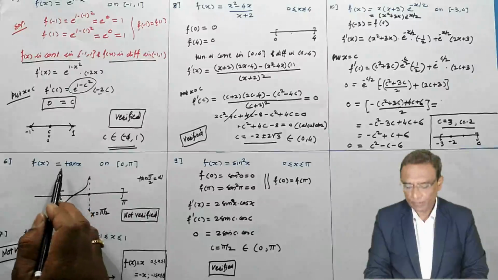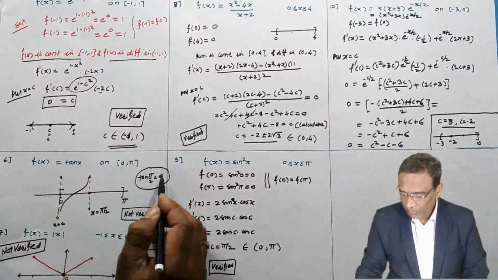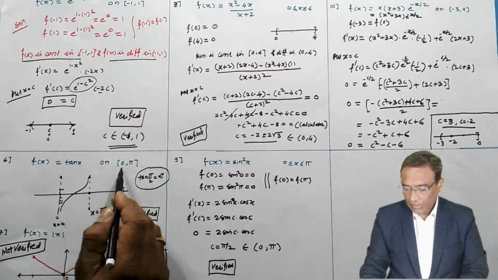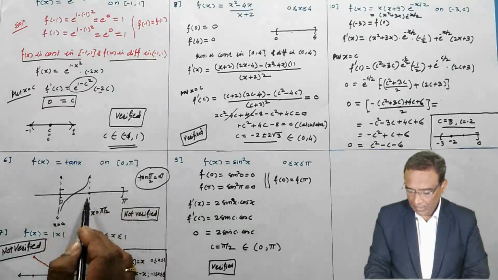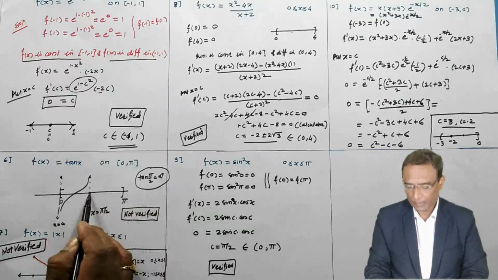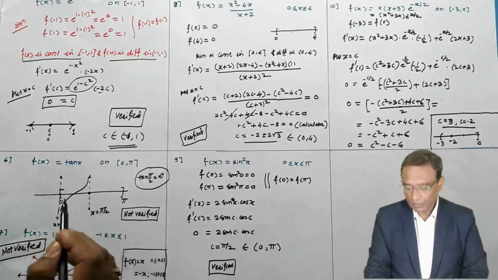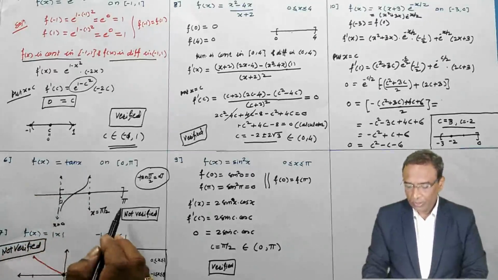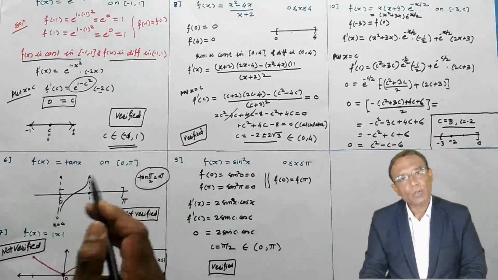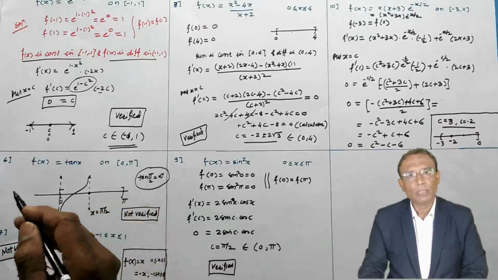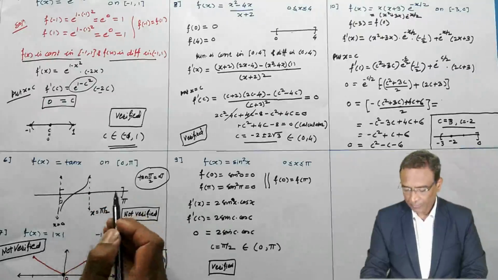The tan x function becomes infinite at x equal to pi by 2. Means tan pi by 2 is infinity. Here 0 to pi is the interval, and x equal to pi by 2 is somewhere here. And at x equal to pi by 2, the tan function becomes infinity. Therefore, the function is not defined at x equal to pi by 2. If the function is not defined at x equal to pi by 2, it will not be continuous and differentiable.